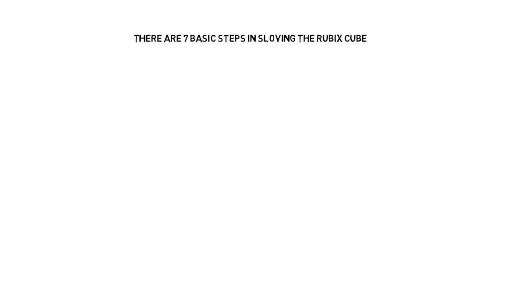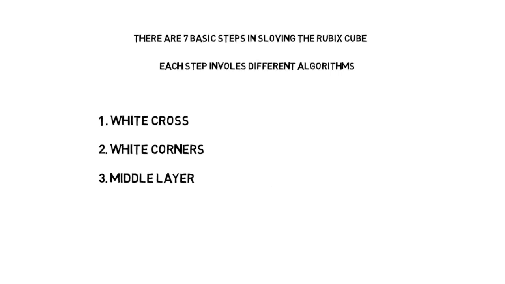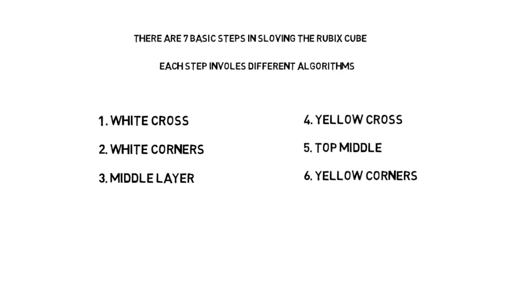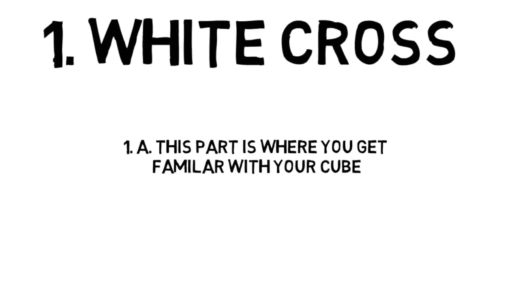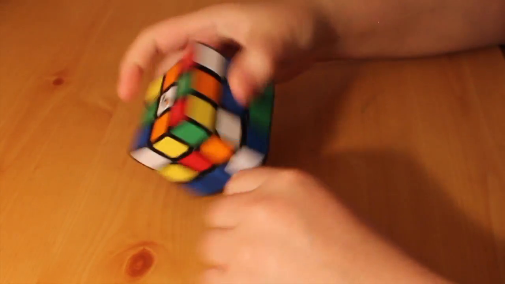So there are 7 basic steps in solving the Rubik's Cube, and each step uses a different algorithm. You have your white cross, your white corners, your middle layer, your yellow cross, your top middle, your yellow corners, and finally, becoming cool. To start solving the cube, I do recommend stopping and starting the video so you can write down the algorithms you'll need.